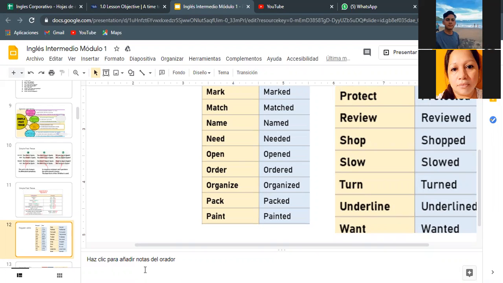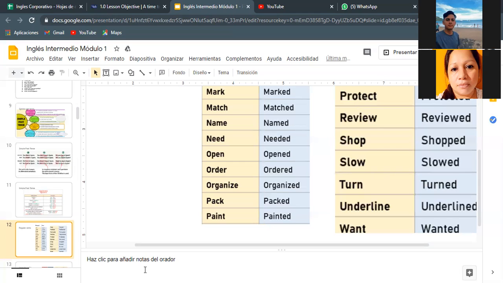The other one is order. That is very easy as well. Gerardo, will you please tell me an example with ordered? I ordered a gift. Okay, I ordered a gift.